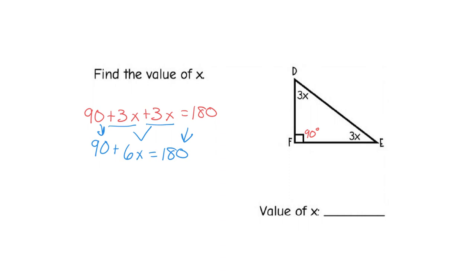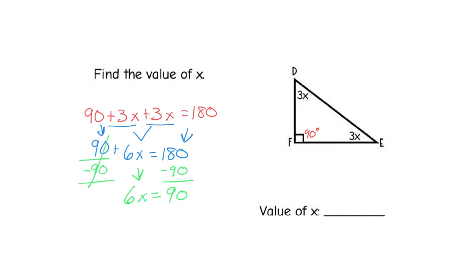So now I want to get the x by itself, so I have just 90, and 90 is a positive number here. So I need to subtract 90 from both sides, and that will cancel out. 180 minus 90 gives me 90. Bring the rest of the information down. 6x equals 90.